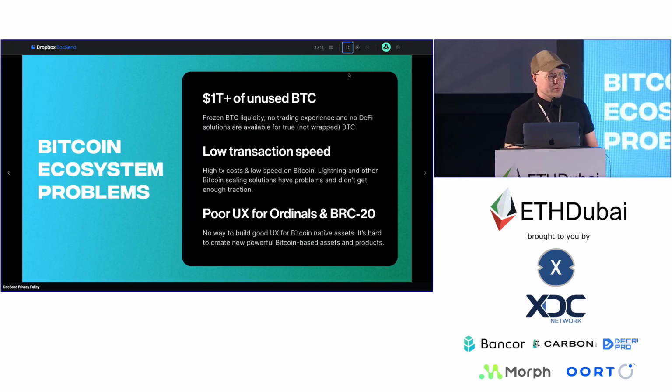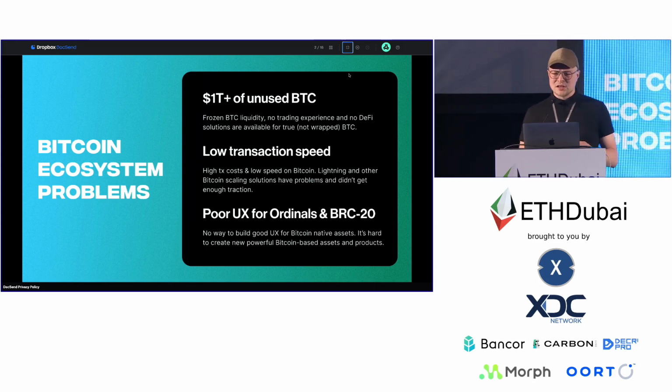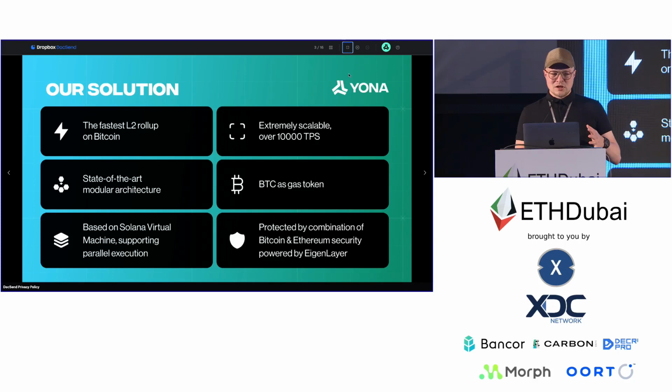What's the problem? What's the opportunity in the current Bitcoin ecosystem? Over 1 trillion dollars of Bitcoin is frozen on the Bitcoin network, and there is no way to use it. You cannot trade it in DeFi, real Bitcoin, not the bridged one. The transaction speed is low, and the UX is really bad for Ordinals and BRC20. We have a solution for that. We propose a modular layer 2, which is the fastest L2 rollup on Bitcoin.